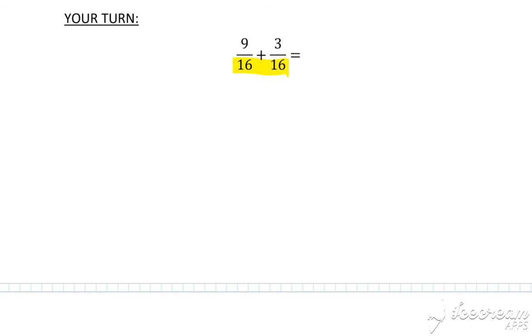Once you're done, you should see that you get 12 over 16. We can then do our simplifying, where we divide both of those numbers by 4, so that 12 divided by 4 becomes 3, and 16 divided by 4 becomes 4.